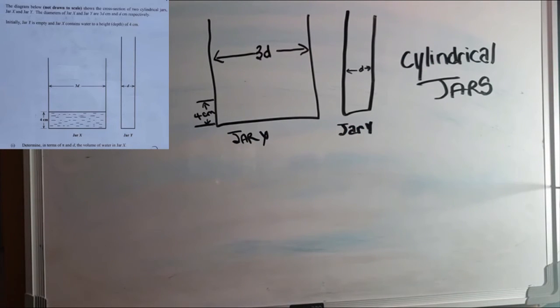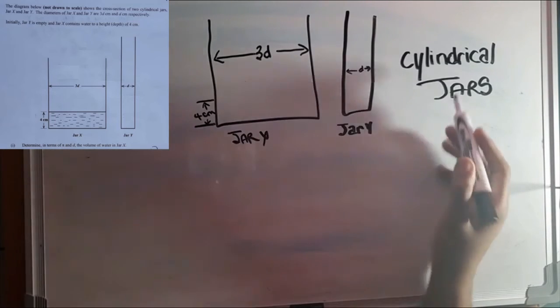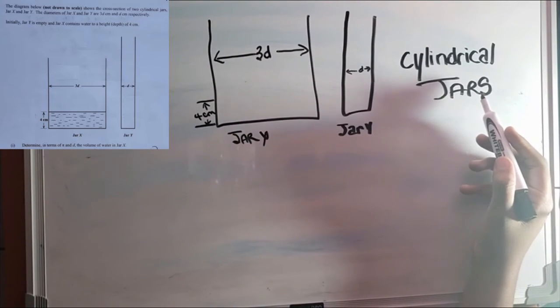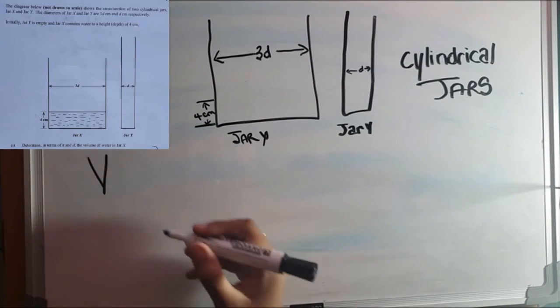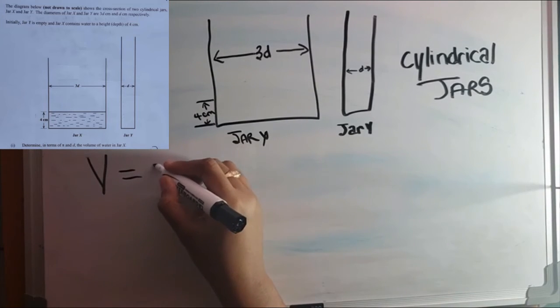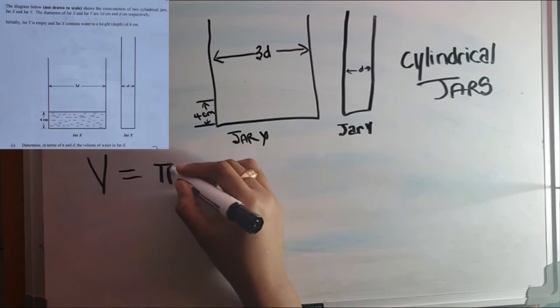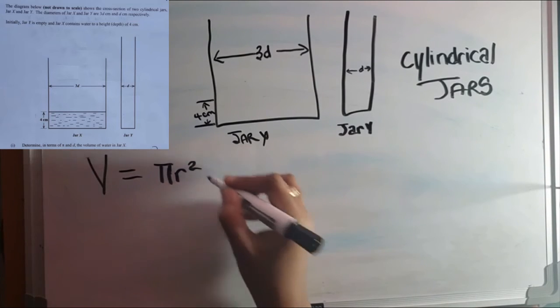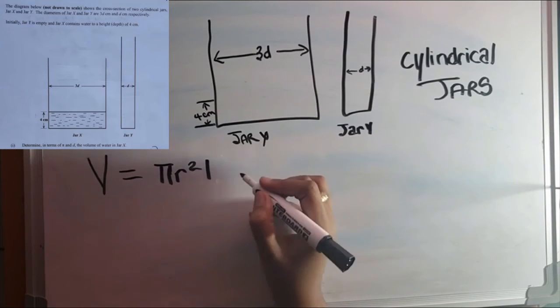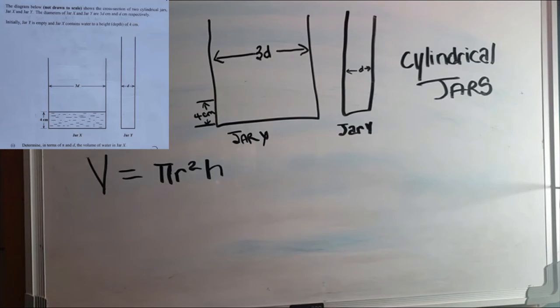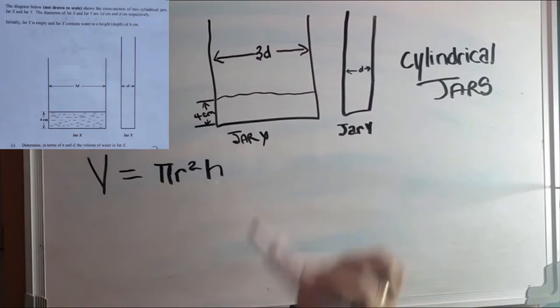Okay, so for this question, we're asked to determine, in terms of pi and d, the volume of water in jar X, which is this one. The question states that they were cylindrical jars, right? So how do we find the volume of a cylinder? V is equal to pi r squared times the height of the water. I didn't draw the water, but it's right here.